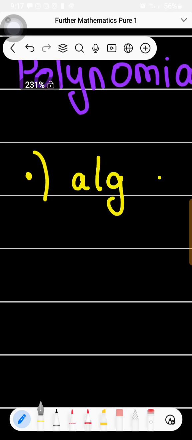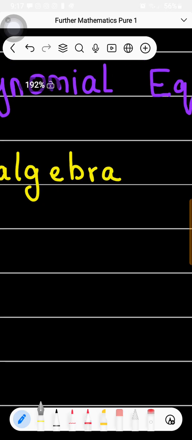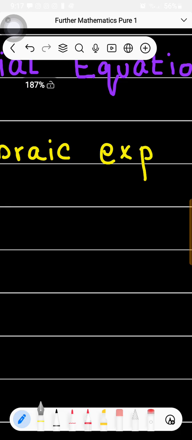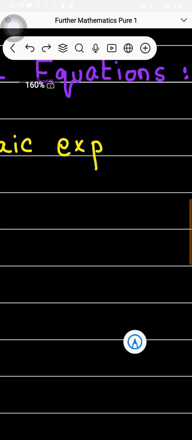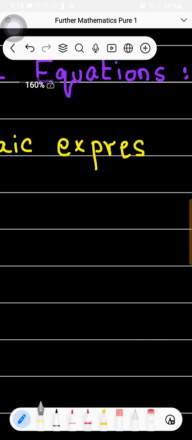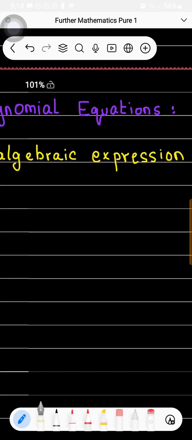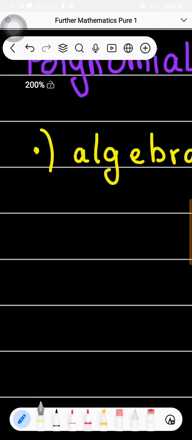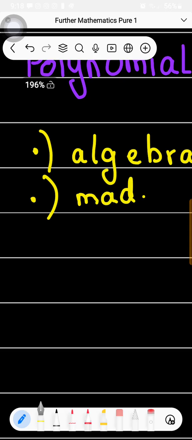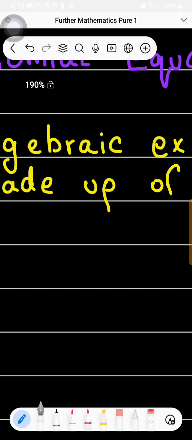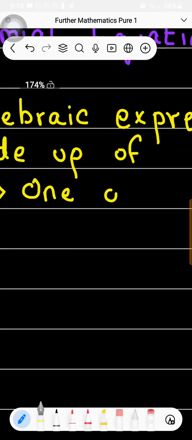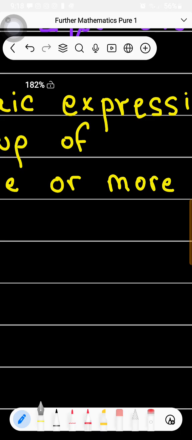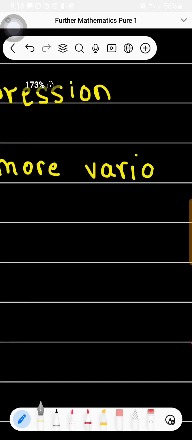Algebraic expressions, and they are made up of, we will discuss now some pointers. It is made up of one or more variables.